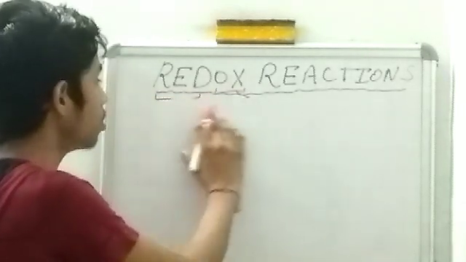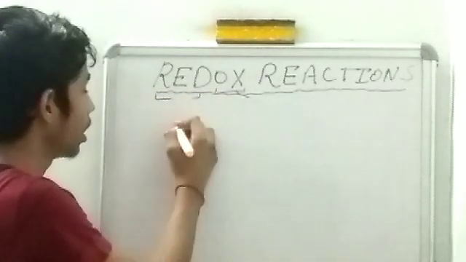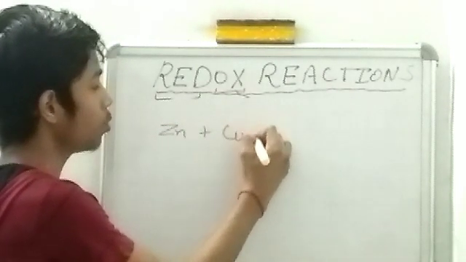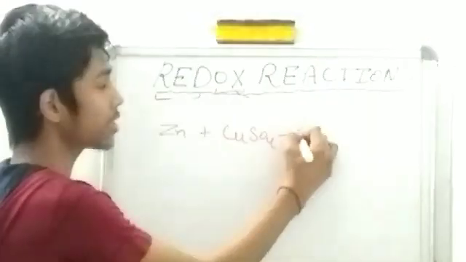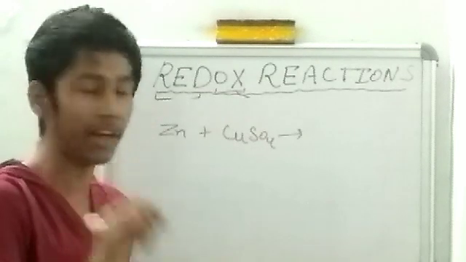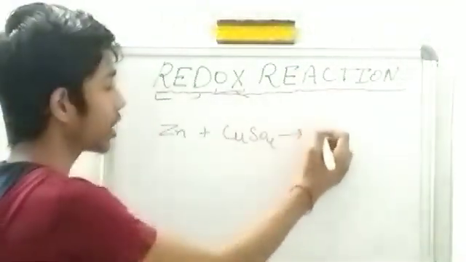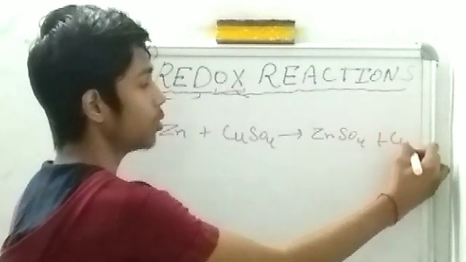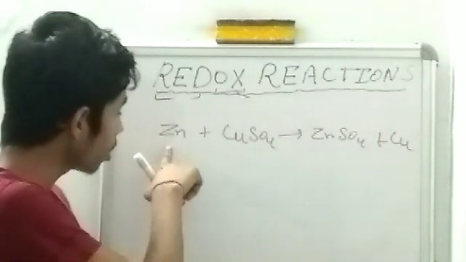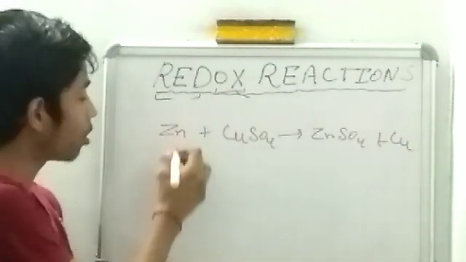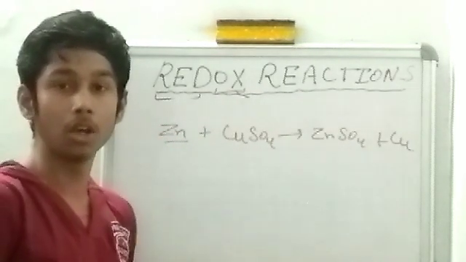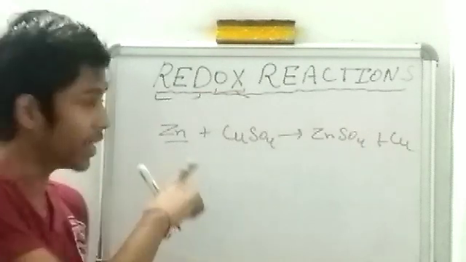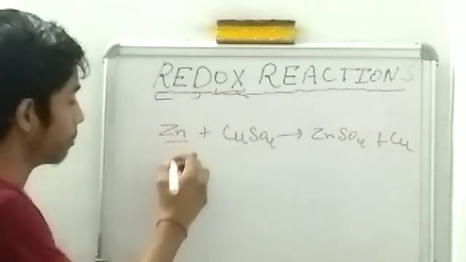Okay, so let's take an example now. Like this, Zn plus CuSO4 gives us, it is a single displacement reaction, right? So the product will be ZnSO4 plus Cu, right? Now here, what is the oxidation number of Zn? Now it is very important. Zn has zero oxidation number.